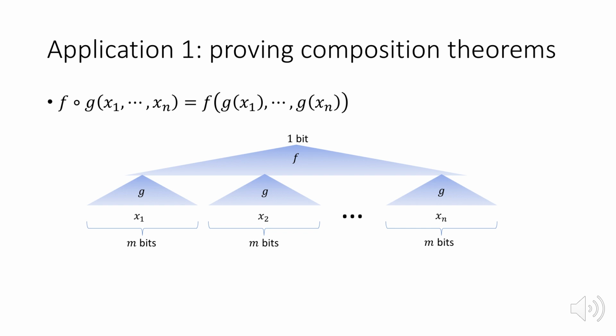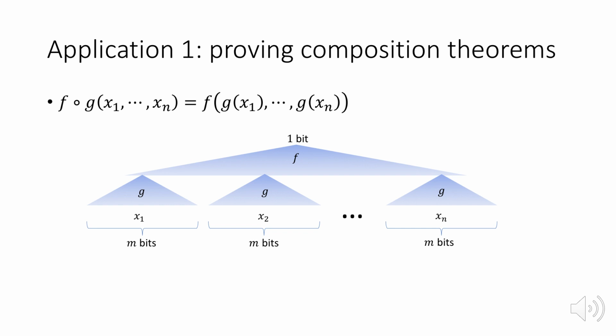of f. Here, f takes n input bits, so we make n copies of g, and each copy corresponds to an input bit of f. Each copy of g takes m bits as its input, so the composed function maps n times m bits into a single bit. This figure shows how the composed function is constructed.